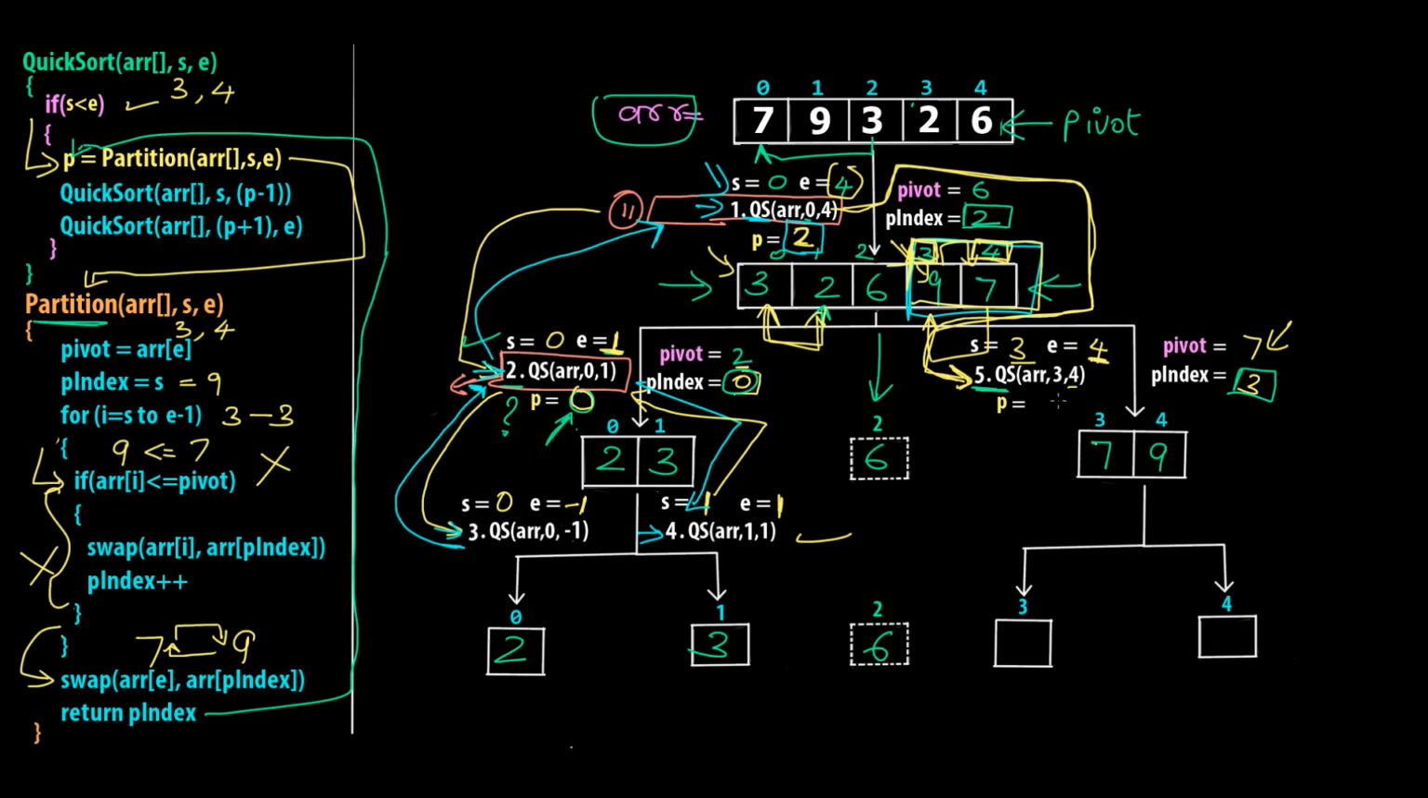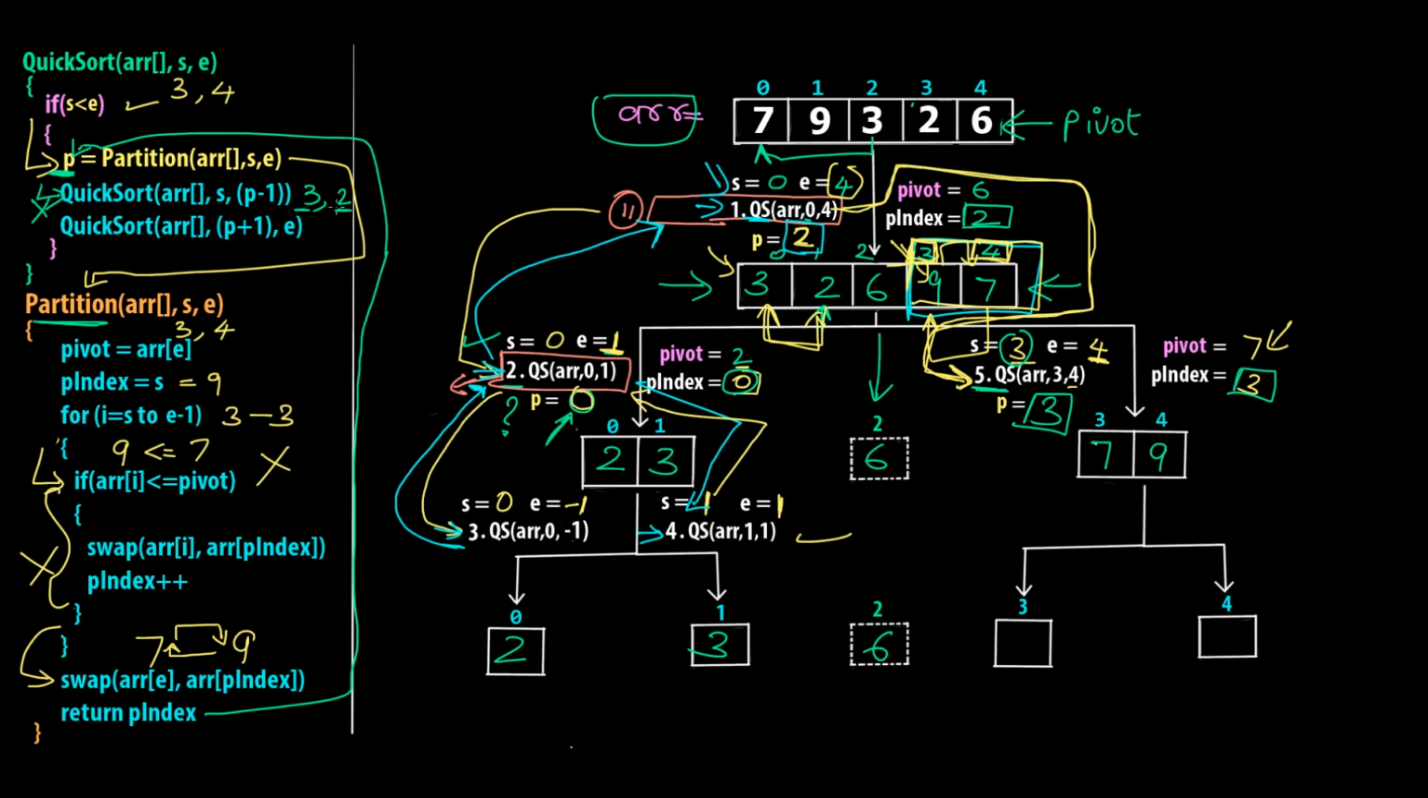It is returned and stored in the P value of the QuickSort call. Now again we will do a QuickSort. We will say ARR of S and P minus 1. S at this level is 3, so we will say 3 comma P minus 1. P we just got as 3, so 3 minus 1 is 2. Now if you observe, obviously this QuickSort will not execute because start index is 3 and end index is 2.